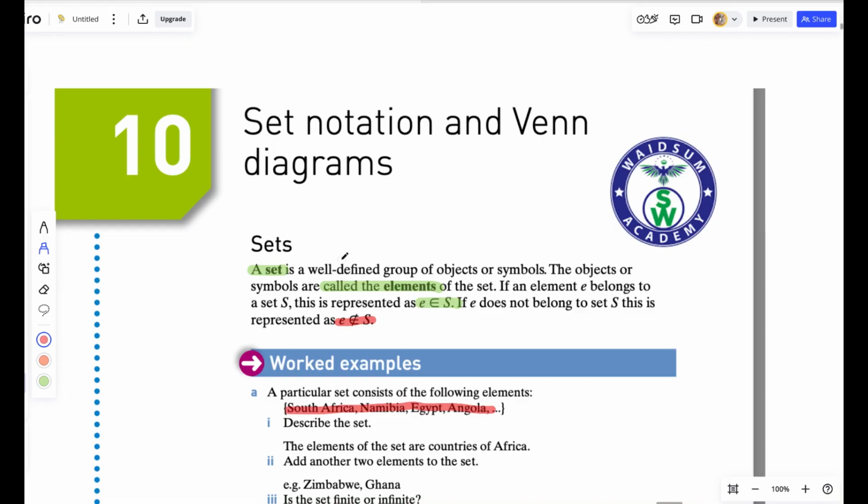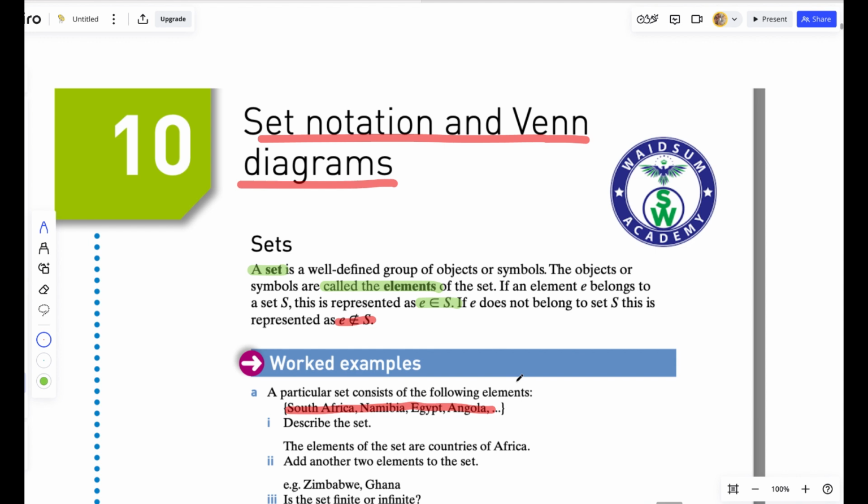The topic for today is set notation and the Venn diagram. Okay, without wasting time, let's begin. First, what is a set?